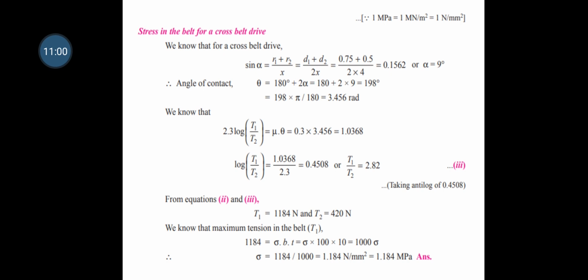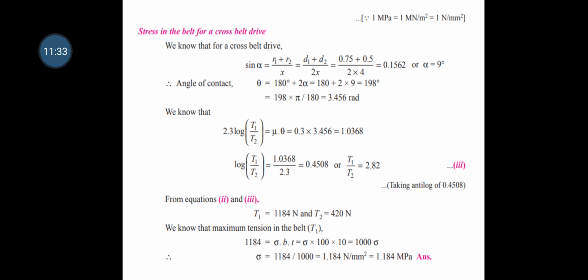Substituting equations 2 and 3, by solving, t1 is equal to 1184 Newton and t2 is equal to 420 Newton. We know that the maximum tension in the belt, 1184, is equal to sigma bt. By solving the given values, sigma is equal to 1.184 megapascals. Next, let us move on to the next problem.